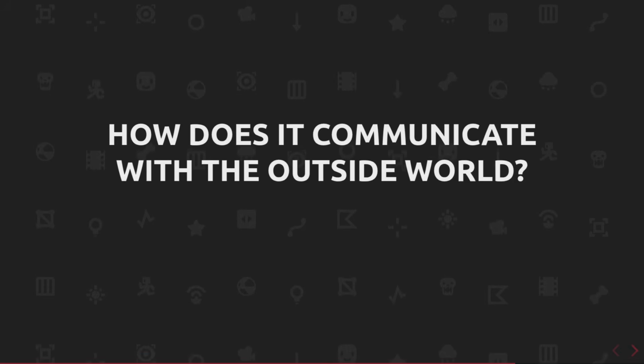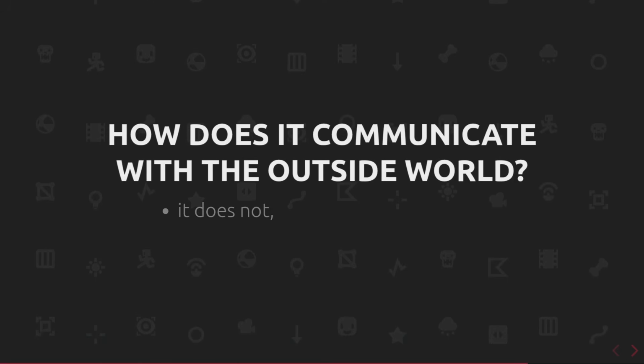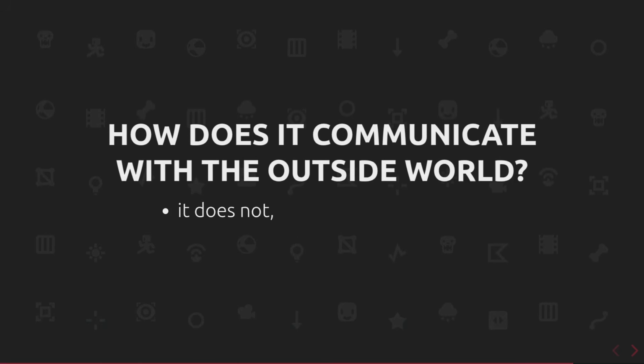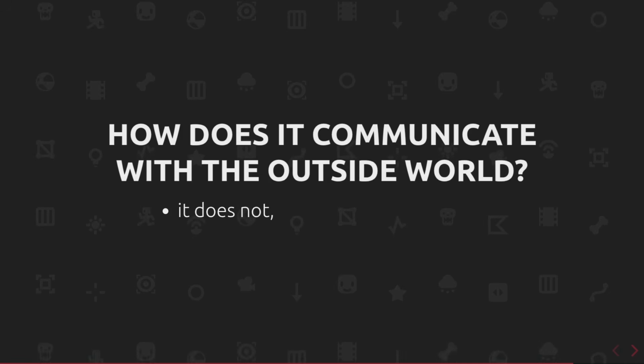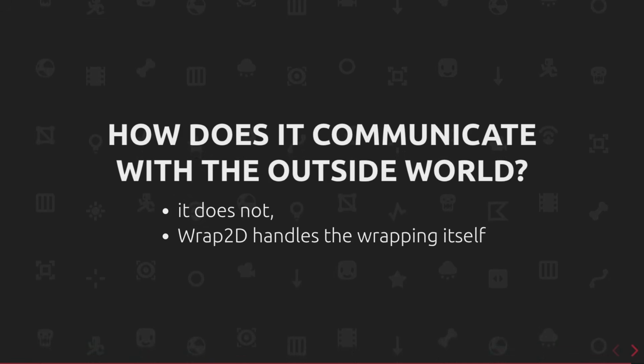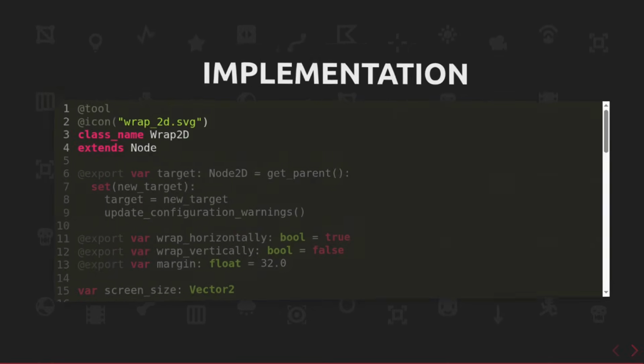And finally, how does a Wrap2D component communicate with the outside world? This is a rare exception because this component does not need to communicate with the outside world. It handles the wrapping itself directly for the target node in the physics process virtual method. Now let's move on to implementation next.